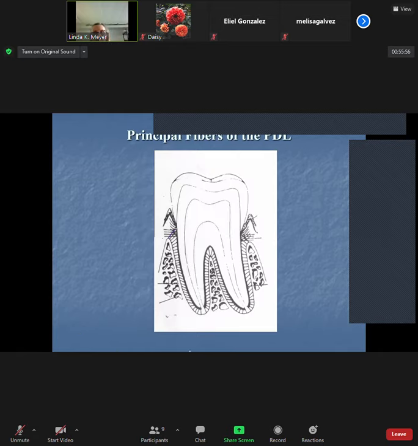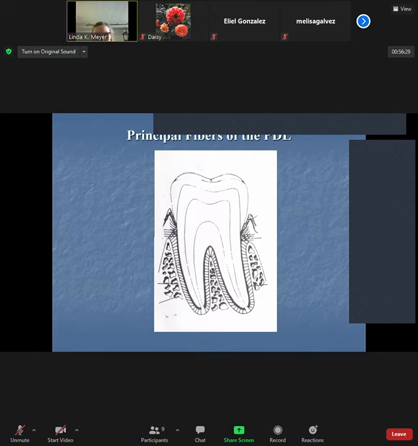Finally, in a multi-rooted tooth, there are what are called interradicular fibers. Radicular is the adjective for root, and the prefix inter means between. So, Tyler, will you go ahead and read what it says about the interradicular? Cementum of root furcation areas to alveolar bone proper of interradicular septum.